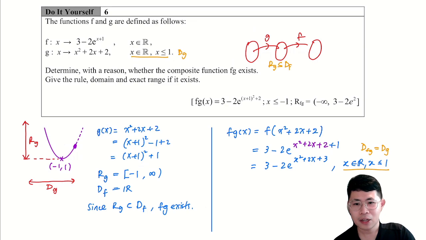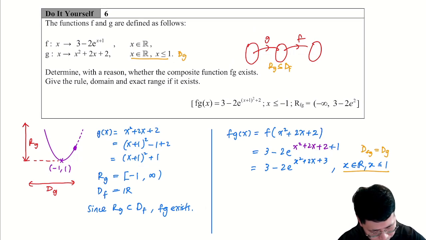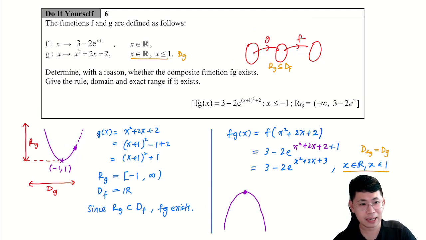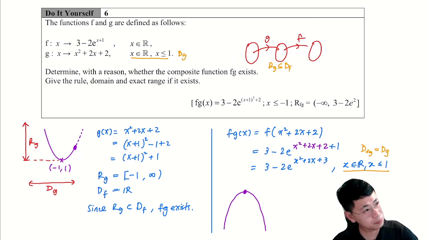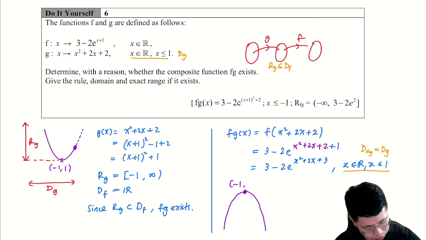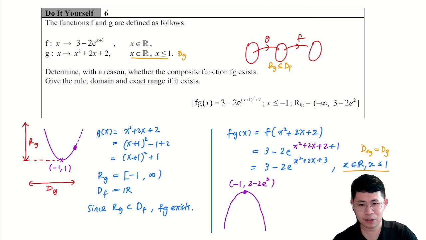Then the next thing to do is we want to find the exact range if it exists. Using your GC, you would have gotten a graph like this. So this point over here, we want to state the exact range. Exact range means range in exact values. The maximum point over here is at -1. So subbing in the -1 into this expression over here, we will get 3 minus 2e squared. Subbing in the -1 to this expression, 3 minus 2e squared would be this value over here.